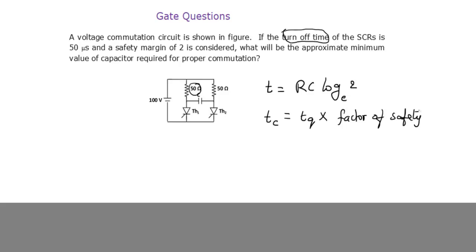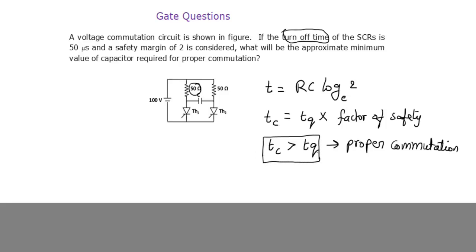Okay, so that's what we need to remember. Another important thing is that the circuit turn-off time of any thyristor must be more than the turn-off time of the thyristor for proper commutation. Assume the circuit turn-off time is lesser than the turn-off time of the thyristor, then obviously you can't turn off the thyristor at all. So that's what we need to remember. Circuit turn-off time must be more than the turn-off time of the thyristor. That's very important.